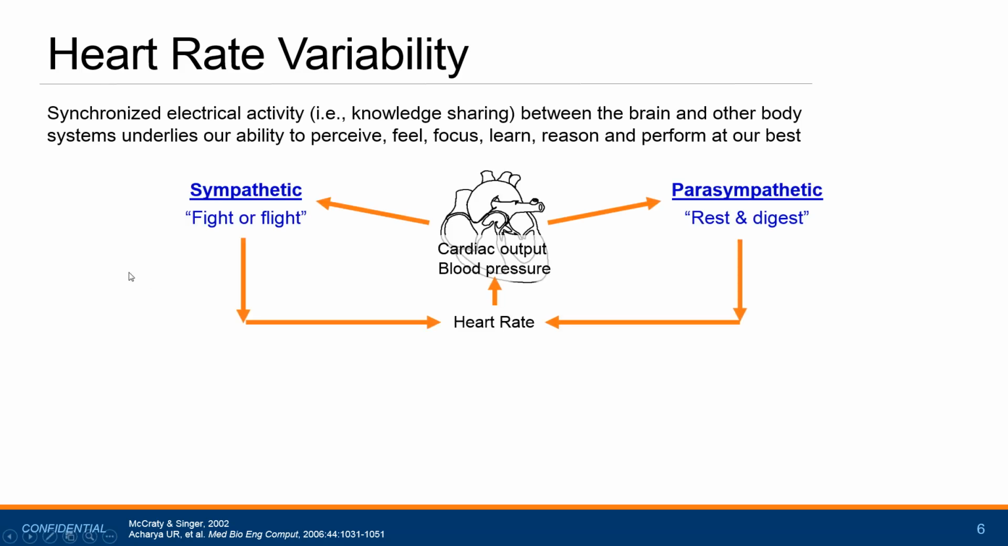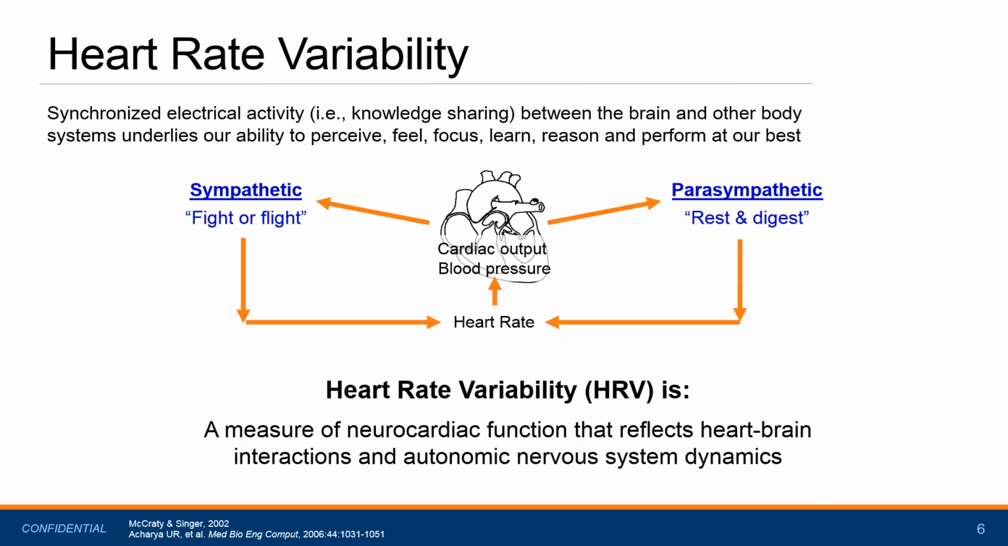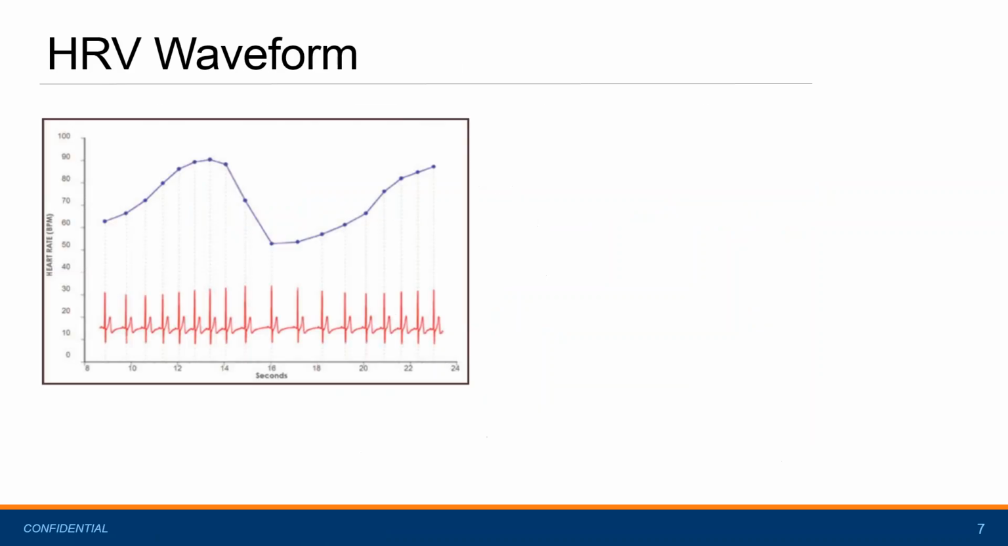So we know that the heart is intricately involved in the sympathetic and the parasympathetic system. Measuring different metrics from the heart can give us insight into these systems. The metric that we're going to be talking about is heart rate variability. It's a measure of neurocardiac function that reflects heart-brain interactions and autonomic nervous system dynamics.